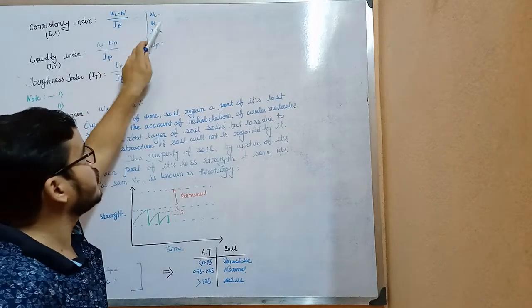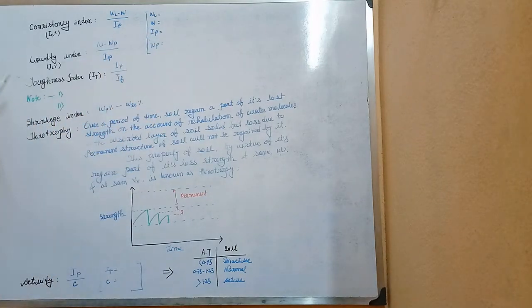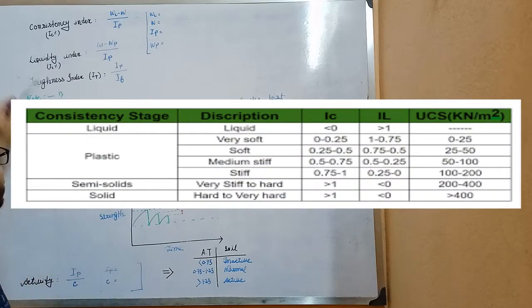So write all this down here. Okay, and next write a table I am giving on the screen. Okay, after liquidity index.